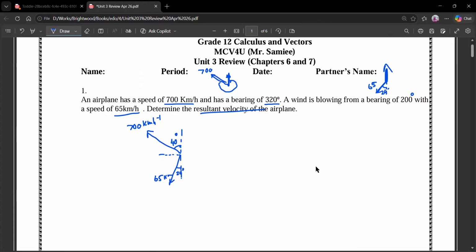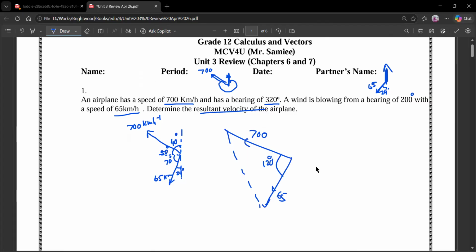These are two things. Now you can think what is the angle between them. This one should be 50, and this one 70. Here 65, here 700, and the resultant should be here. 50 plus 70 is 120. So you can use the equation.